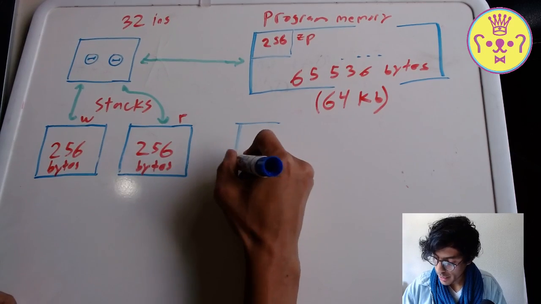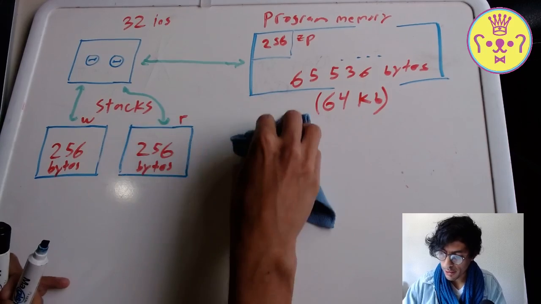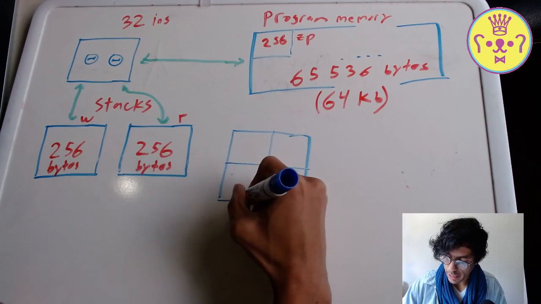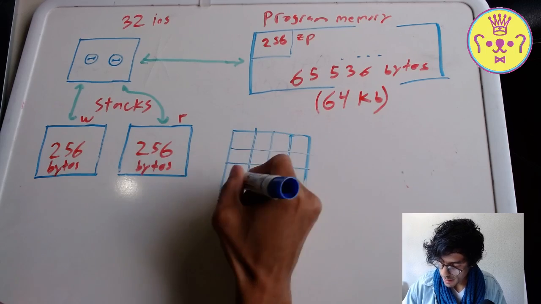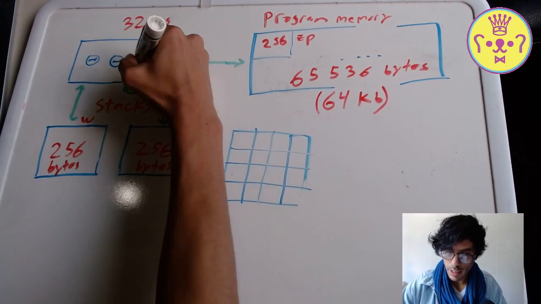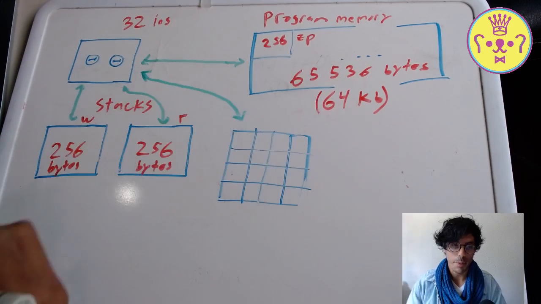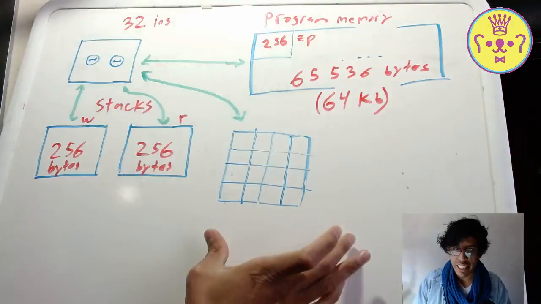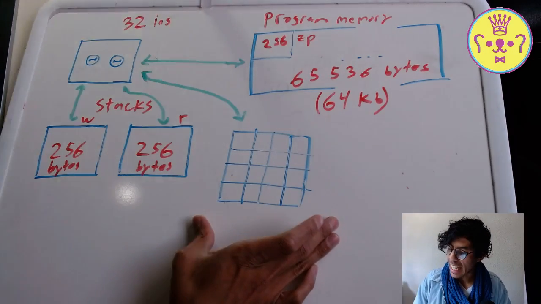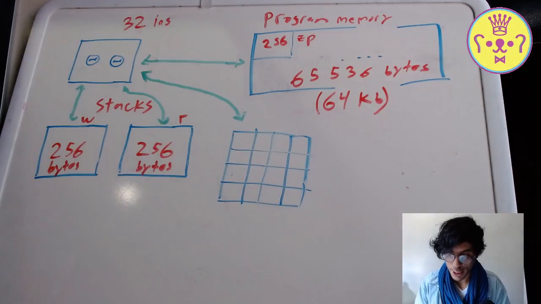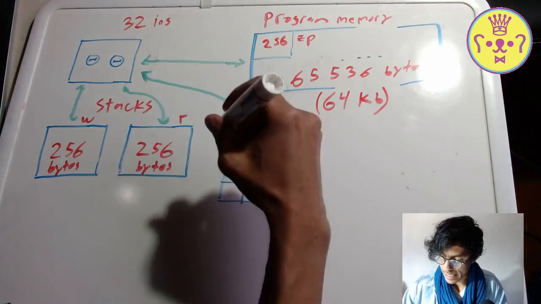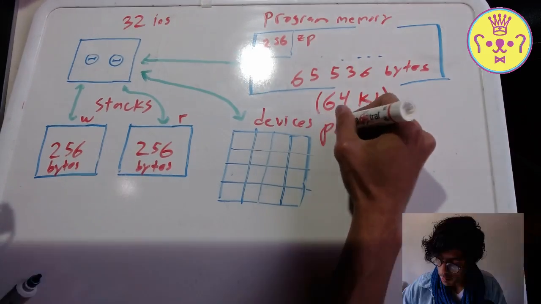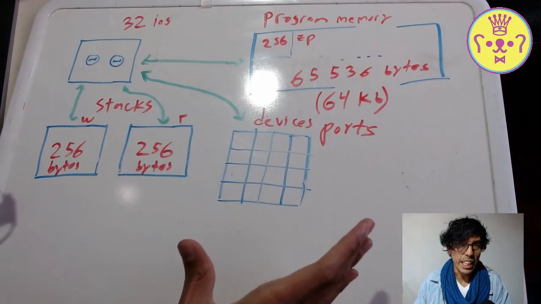there's another component. Let me make it a little bit bigger. It's also 256 bytes, but it is divided in 16 parts. This block of 256 bytes divided in 16 parts is what will be called the devices port.